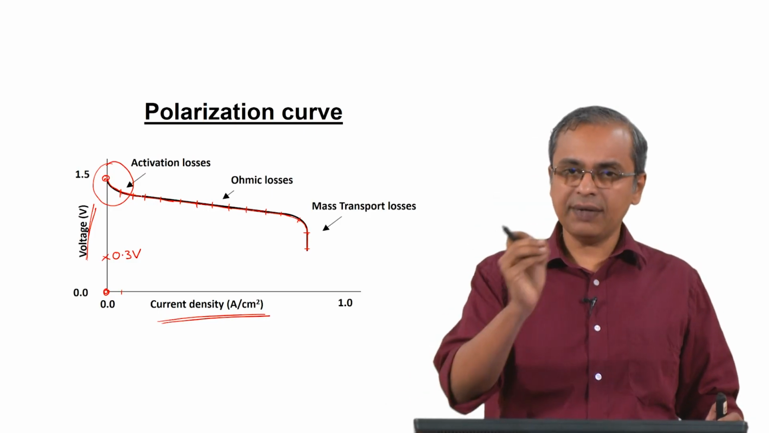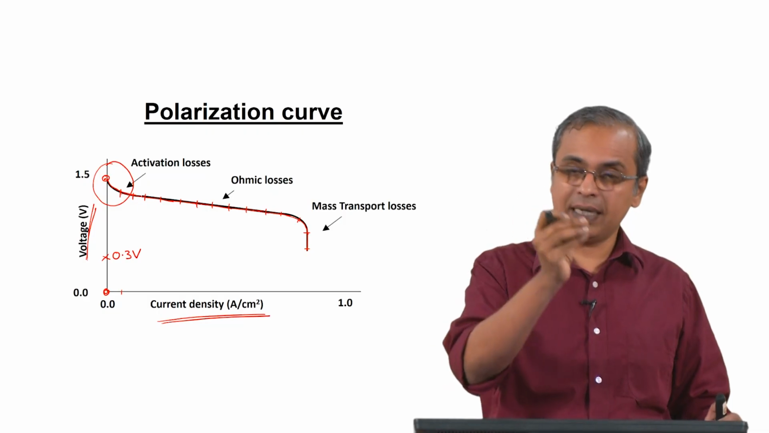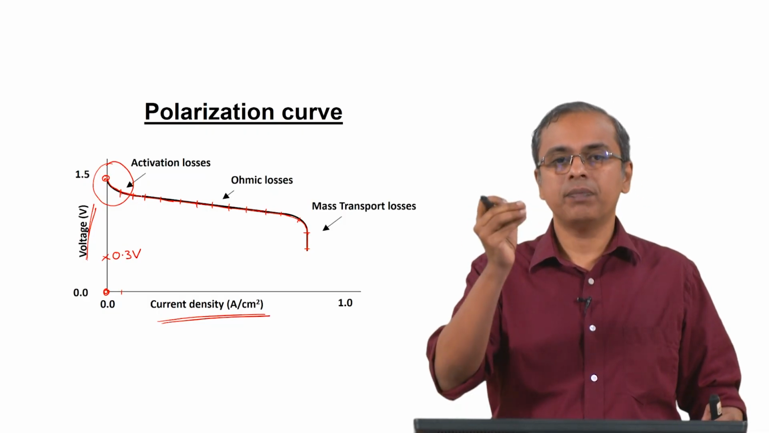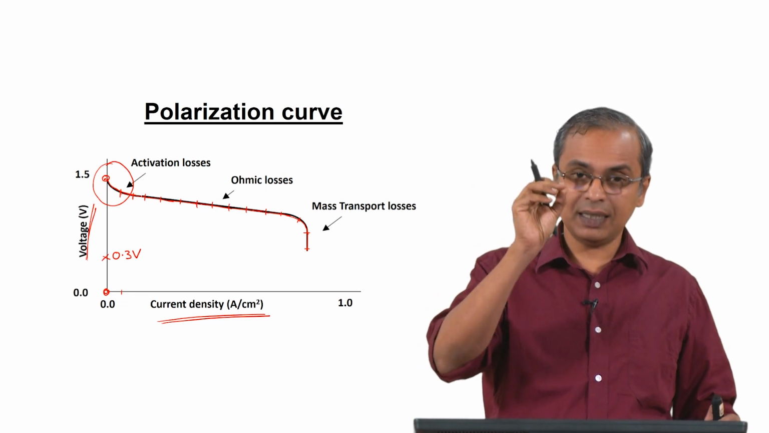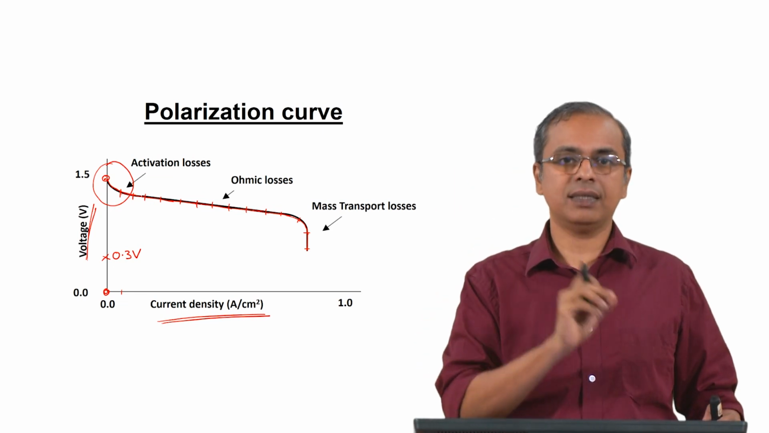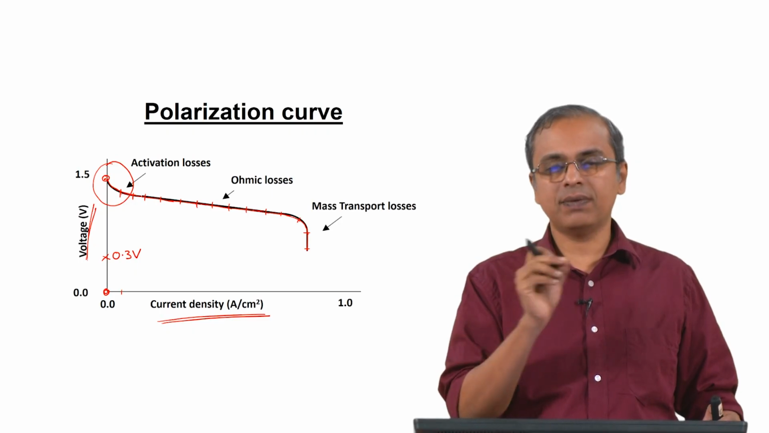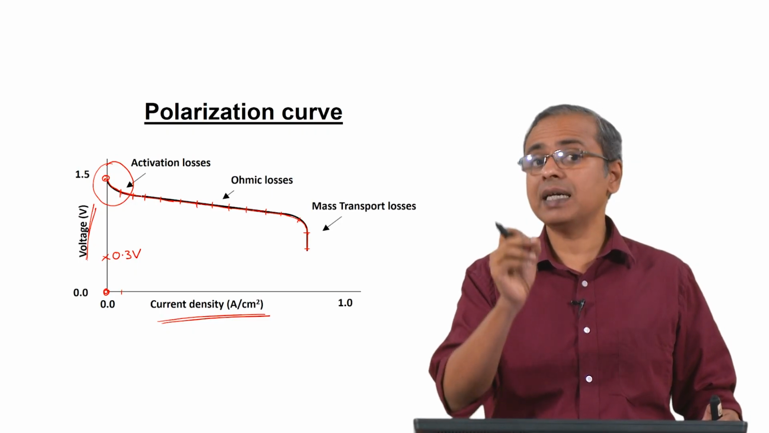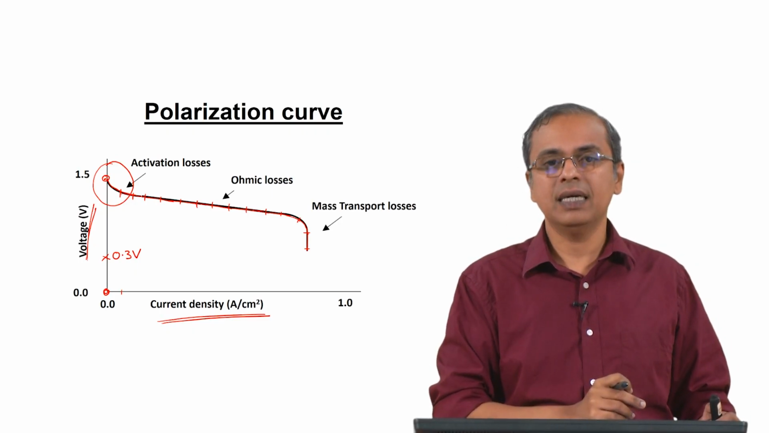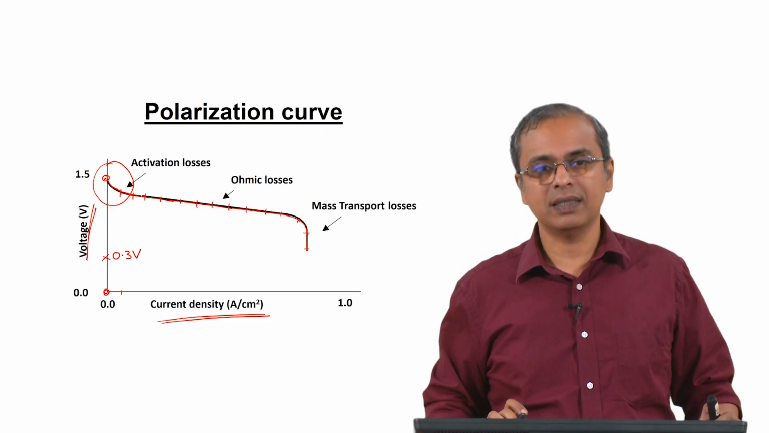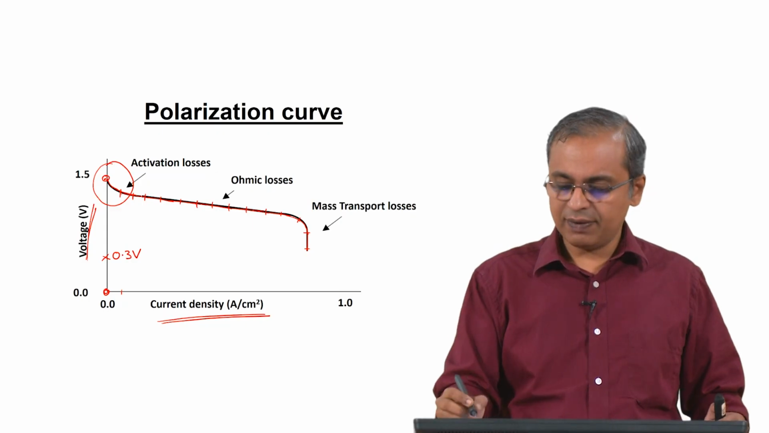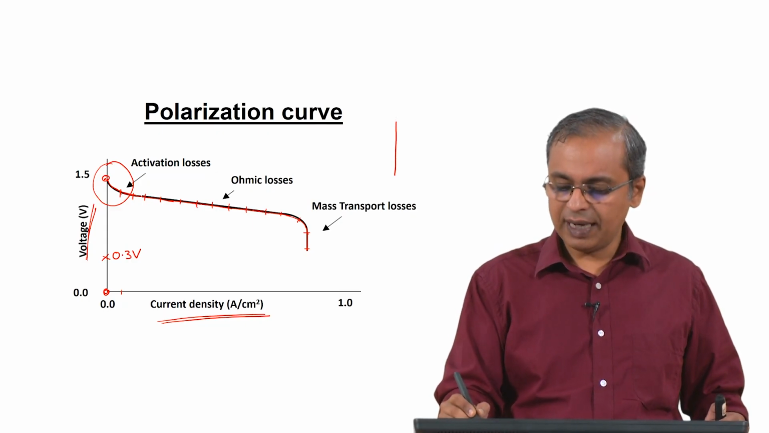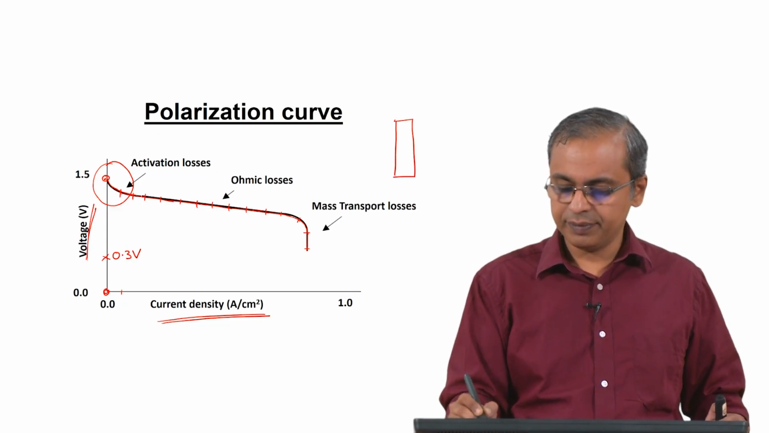You have some reaction occurring at various reaction sites, maybe there are catalyst sites, anode materials, cathode materials that are present, and there is a reaction occurring at the reaction site. Whatever difficulty it is facing in completing the reaction is what is conveyed in this initial part of the curve. Then in all electrochemical devices, as we have seen before, you have an anode, a cathode and an electrolyte.